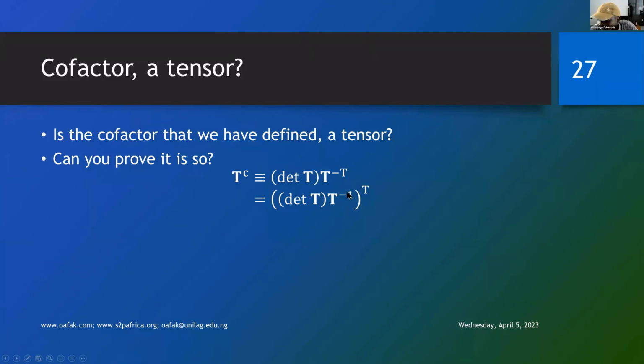Now, is the transpose of a tensor a tensor? Okay, so the transpose of a tensor is a tensor. So is the inverse of a tensor. So if the inverse is a tensor and the transpose is a tensor, performing those two operations cannot change the tensor nature. So if we invert and transpose, we are still having a tensor. So the cofactor of a tensor is also a tensor.